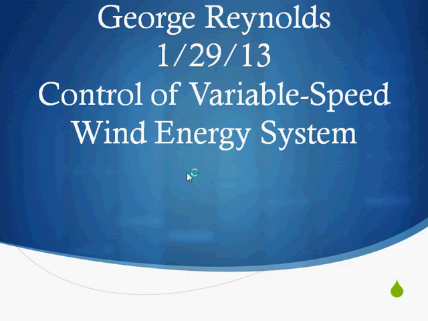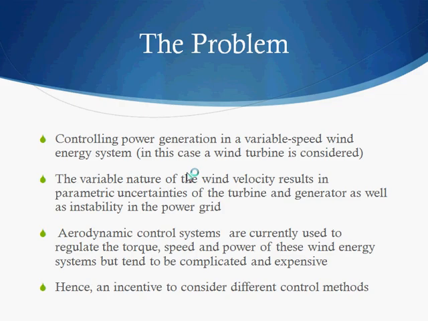Well, I decided to do mine similar to the one we saw before. It's on wind energy, control of variable speed. Okay, I'll start over. I chose to do something similar to the one before the last one, on variable speed wind energy. So the problem is to control power generation in a variable speed wind energy system. In this case, we'll be considering a 3-blade wind turbine.